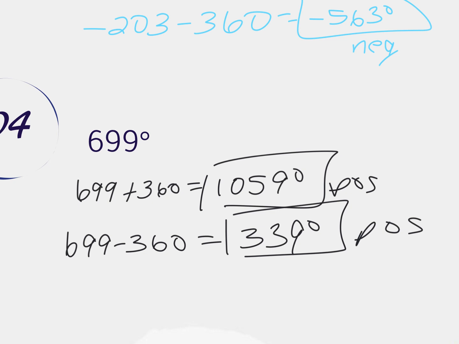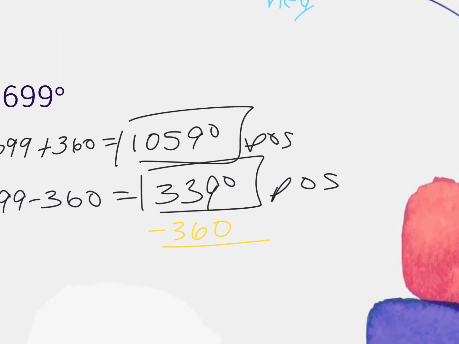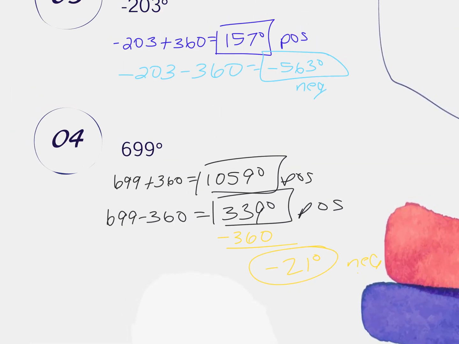I'm going to subtract another circle here. So 339 minus 360. I get negative 21 degrees. Is that a negative number? There you go. There's two possibilities for a positive, one negative. Could I subtract 360 again? Absolutely. Good, same thing.